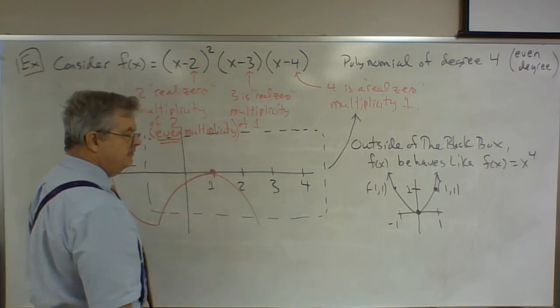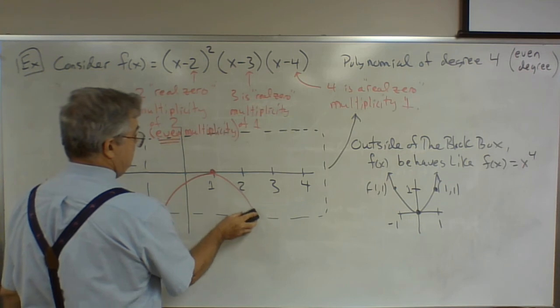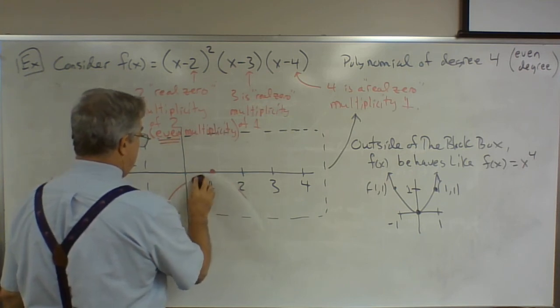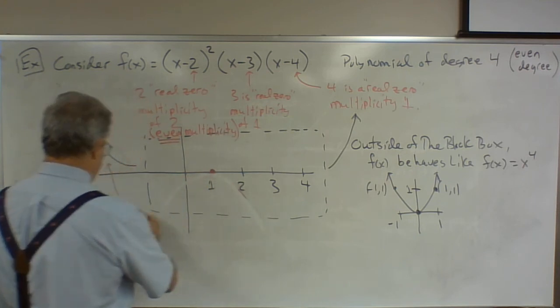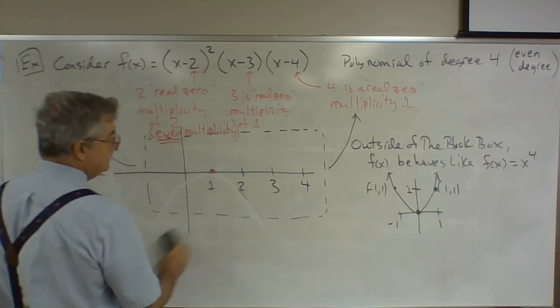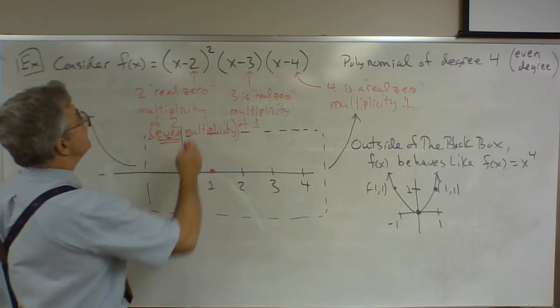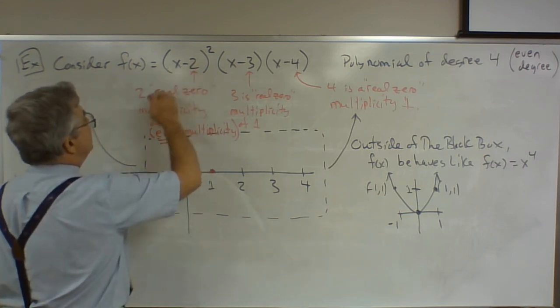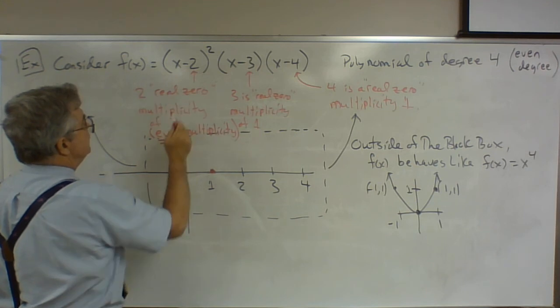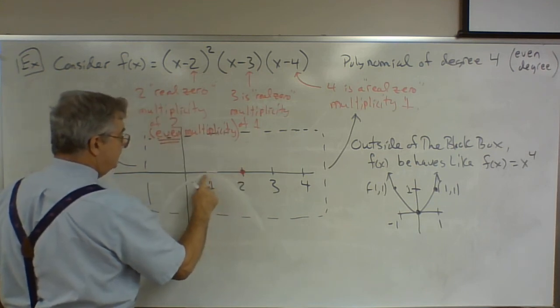I'm sorry, I messed this all up. I apologize. I don't know why I was thinking x equal 1. Well, let me start over. X equals 2 is a real zero. Here it is, x equal 2, not x equal 1.